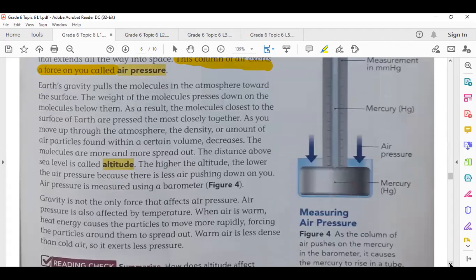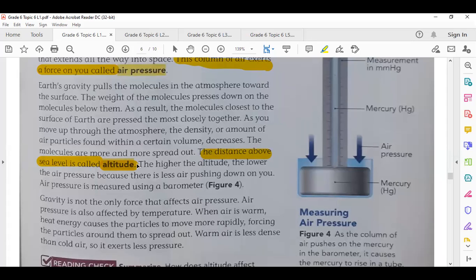It is very important to know the relationship between altitude and air pressure. Before talking about this relationship, we must know what altitude means. Altitude is the distance above sea level. By the way, altitude is the same as elevation. When we talk about land features, we mention elevation. Elevation and altitude are almost the same. So it is the distance above sea level.